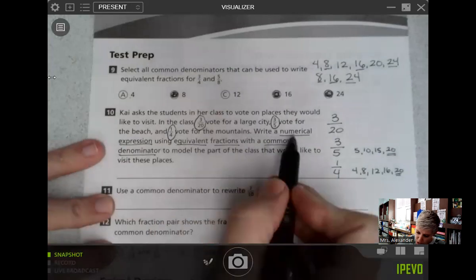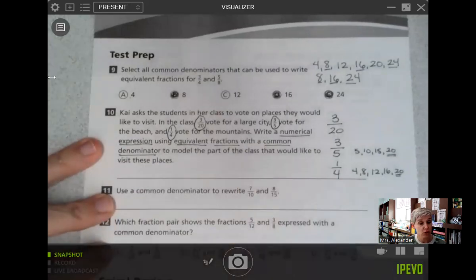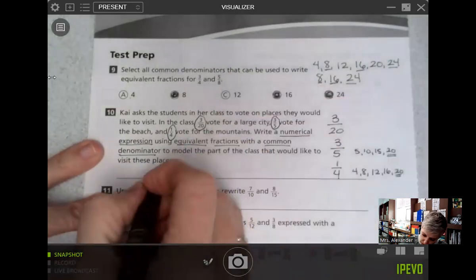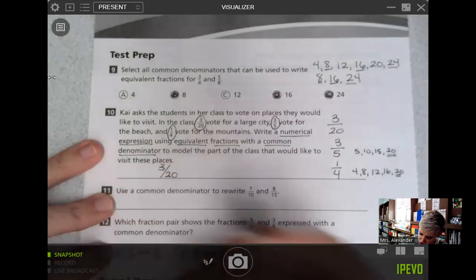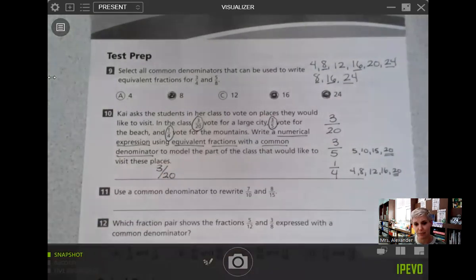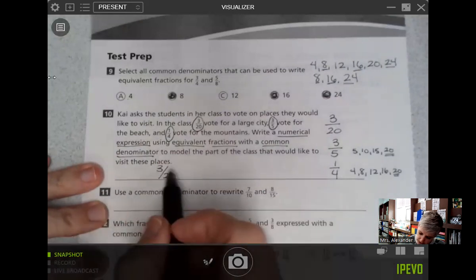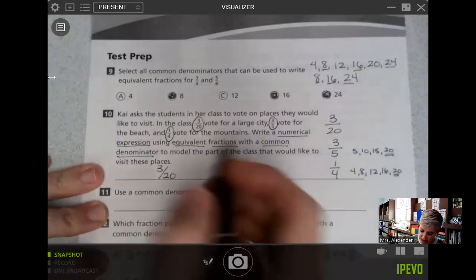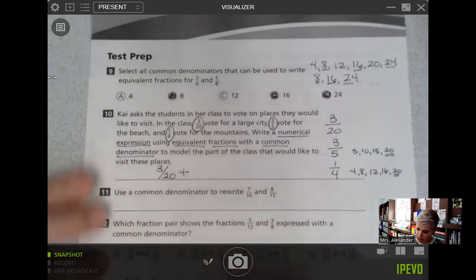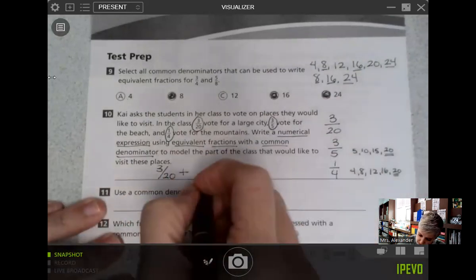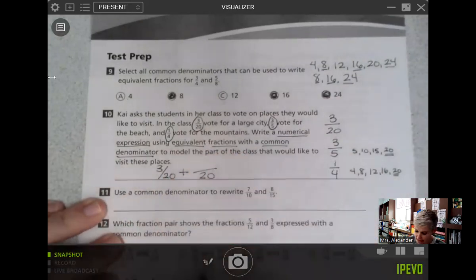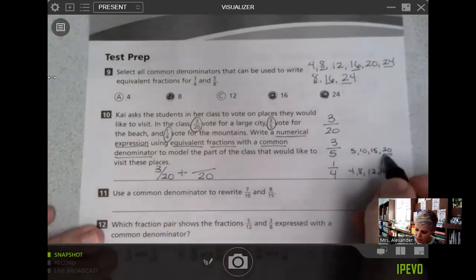So my numerical expression, do we need an equal sign for an expression? We do not. So I'm going to start with 3/20. I did not have to change that fraction at all. The denominator got to stay the same. We are modeling the part of the class that would like to visit these places. So we are adding for 3/5. If I'm going to make that into 20ths, 5 times 4 is 20.